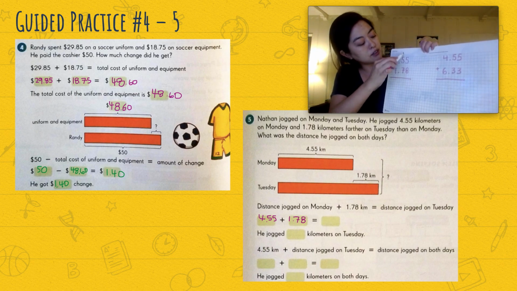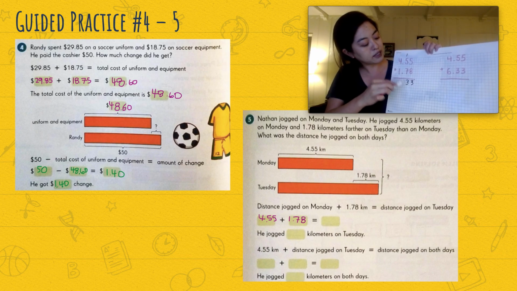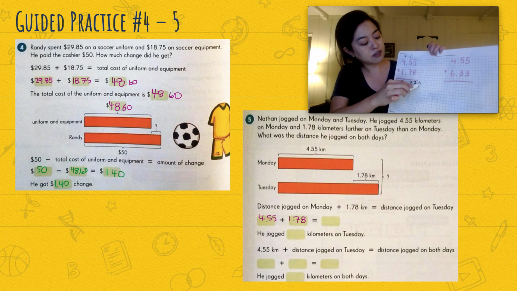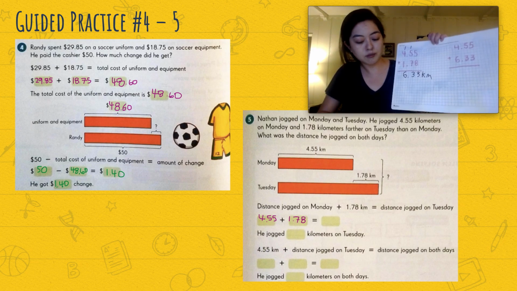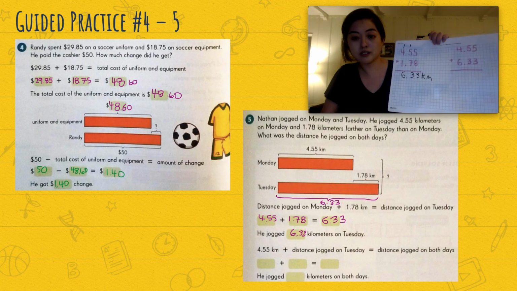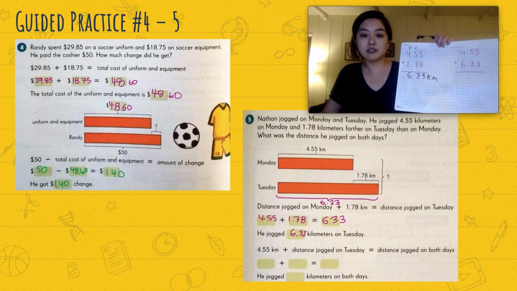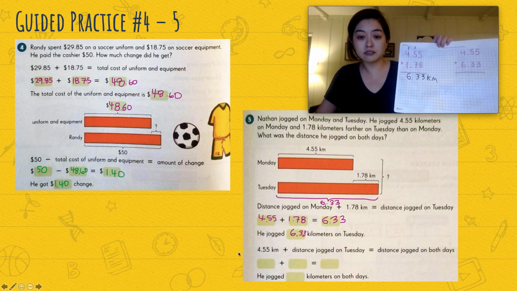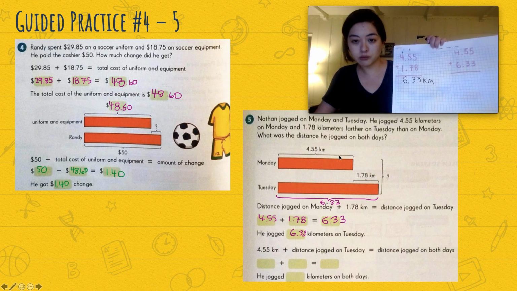5 and 8 make 13. 5 and 7 make 12, plus 1 makes 13. 1 and 4 and 1 make 6. Okay. So on Tuesday, he jogged 6.33 kilometers. Okay. And so I input it in the spots here, and then I input it in the bar model here. So Monday he jogged 4.55. On Tuesday he jogged 6.33.